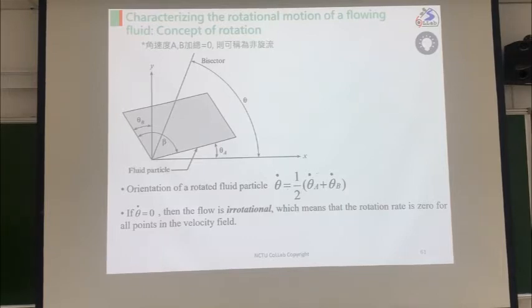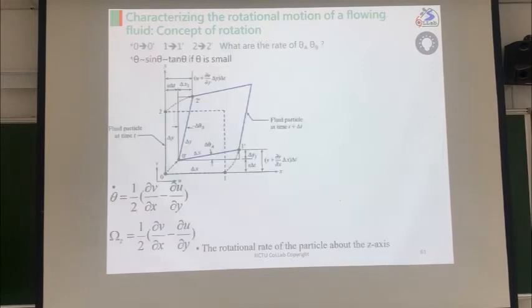So the key point here is that we need to know how to calculate the theta A rate and the theta B rate. Then we can check if the theta rate is equal to 0, and if so, we call that flow irrotational flow. Okay, so in the next slide, we have two states.